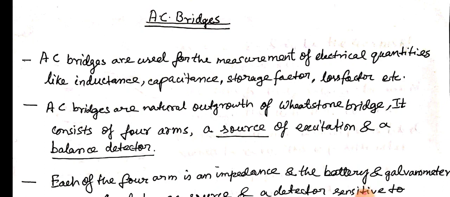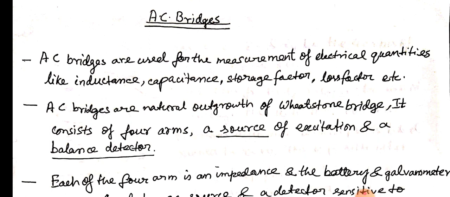Today I'll start the introduction part of the AC bridges. As you know, AC bridges are used for the measurement of electrical quantities like inductance, capacitance, storage factor, loss factor, etc. Before this we have already seen the measurement of resistance using the Wheatstone bridge method as well as Kelvin's bridge method. So AC bridges are just a modification of Kelvin's bridge or Wheatstone bridge rather.